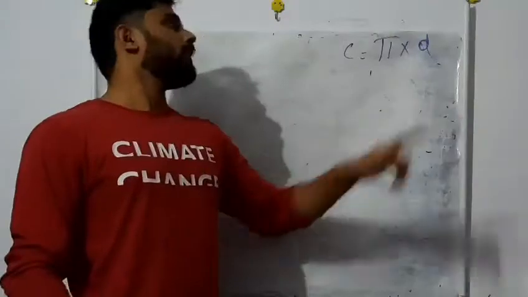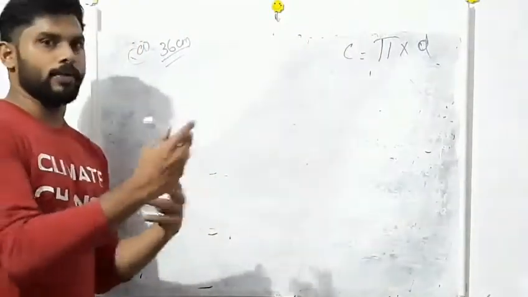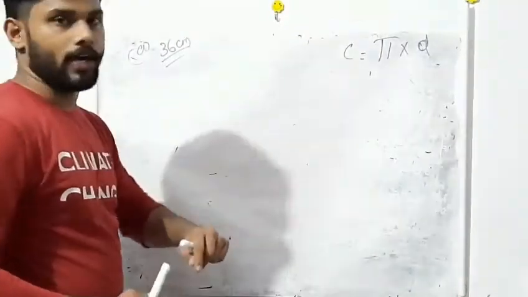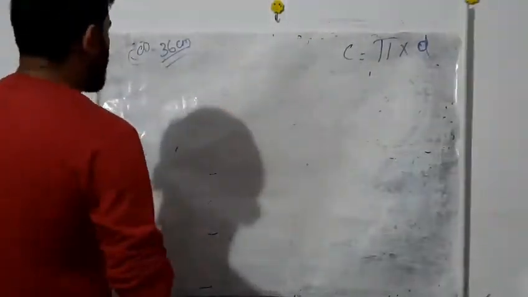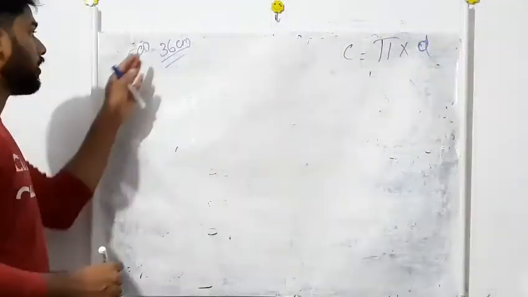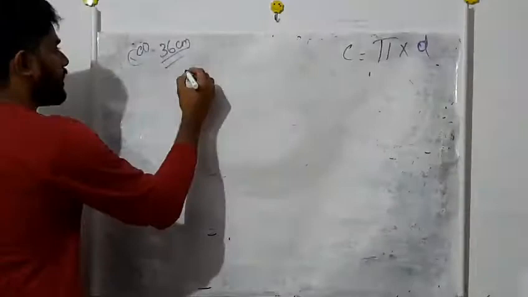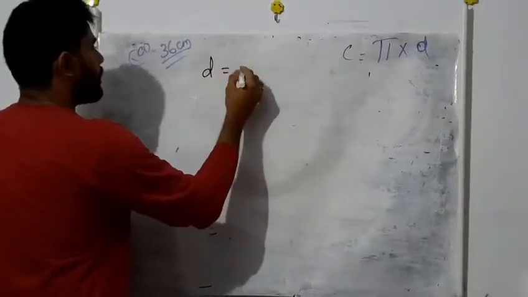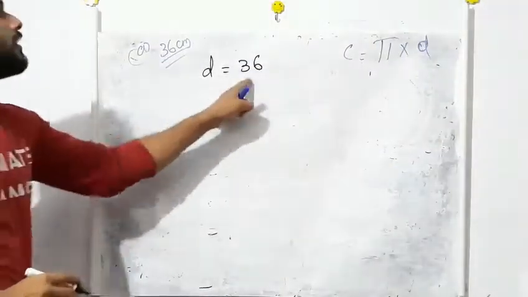Pi into d. Pi value we already know, 3.14 or 22 by 7. Any value we can take in place of pi. Now here we are using 3.14 only. Here the circumference, how much? Diameter we are already given here. What is that? 36. In this first question, diameter is 36.